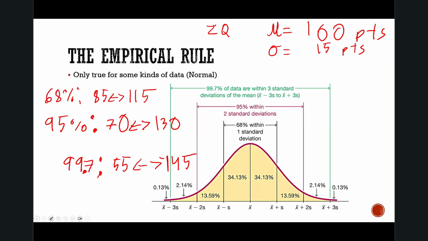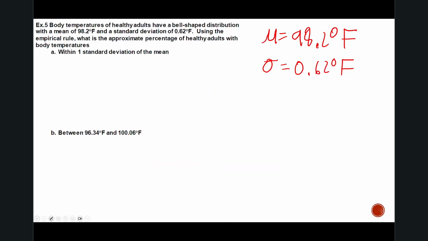Within 1 standard deviation of the mean is what percentage of the population? 68. So same thing for this population, 68%. Now, just for fun, we can figure out what 2 body temperatures those are, right? So 68% is within 1 standard deviation, right?